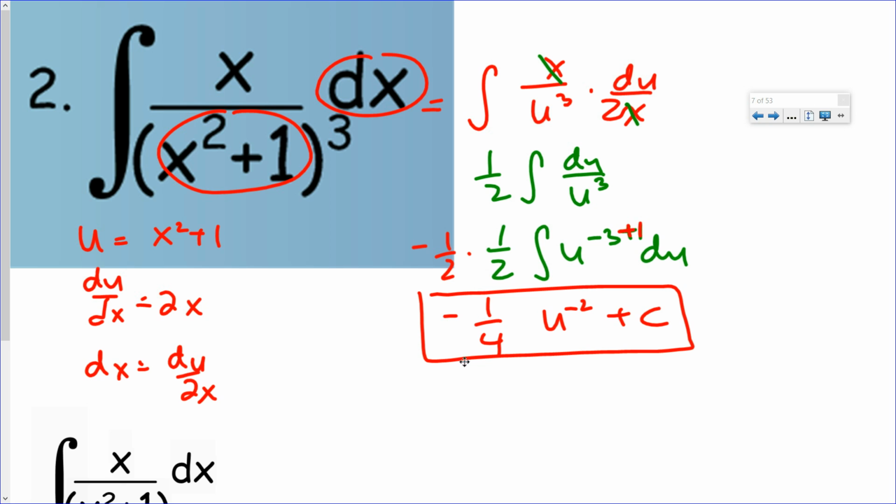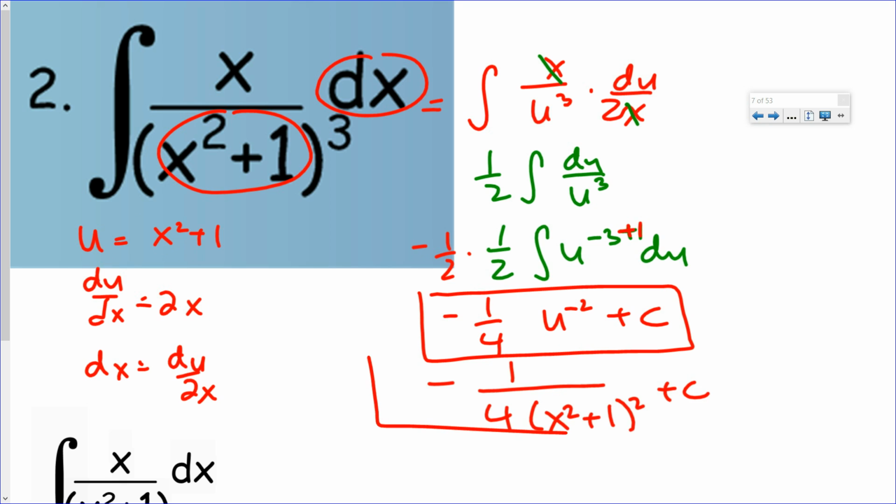What do you need to do? Put that u back in. Remember, the u was a social construct that you made up yourself, right? It doesn't even exist. We may not exist, okay? So this u is x squared plus 1, and it's to the negative 2, so it's going to be in the bottom. Negative 1/4 times (x squared plus 1) squared, plus C. And there is my final answer.